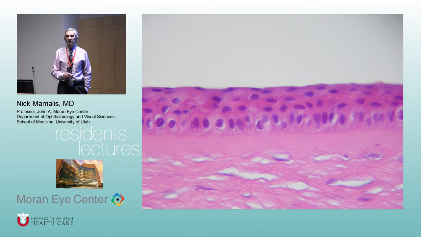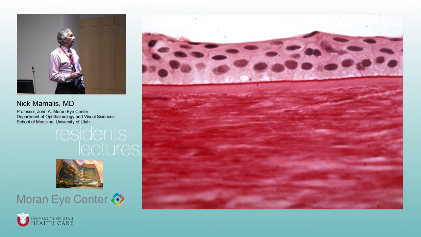We call it Bowman's membrane, but it's not really a membrane. It's a layer. It's condensed acellular stroma, and it does not regenerate. So if you damage Bowman's, then Bowman's does not regenerate.